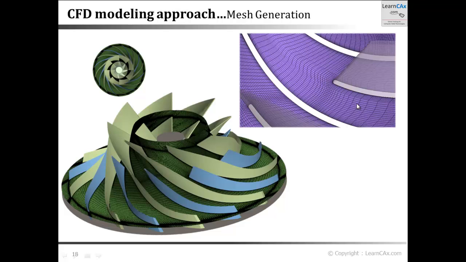The mesh should usually be oriented along the flow direction. So all these complex meshing concepts have to be used in order to generate a very good quality mesh to capture the flow. So meshing forms a very critical part of any CFD model that is made for any type of turbomachinery flow analysis.